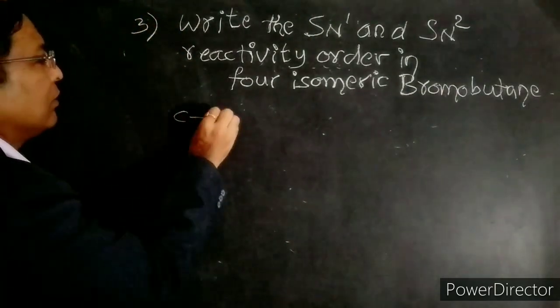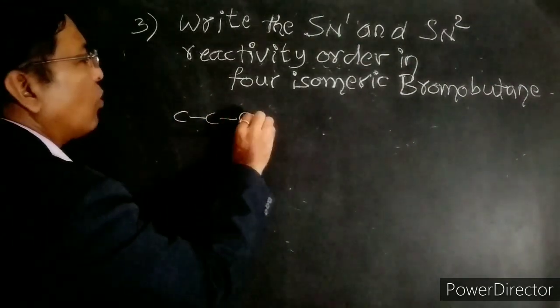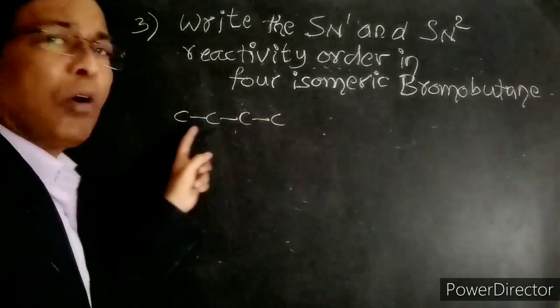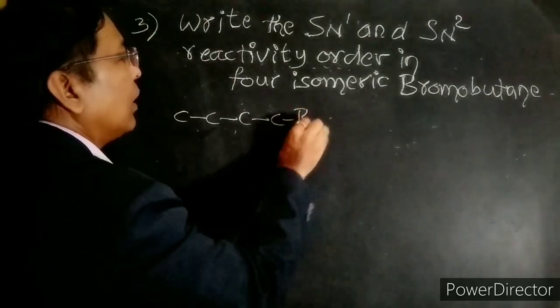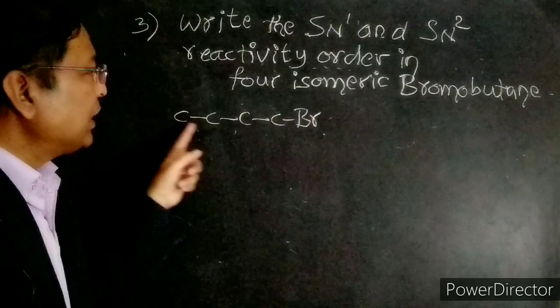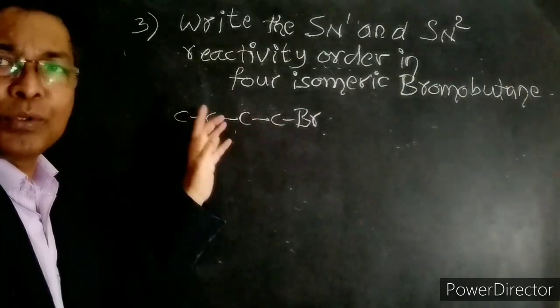We can write the isomers of bromobutane. First we have to write all 4 carbon atoms in a straight chain, then we have to attach bromine. I do not write hydrogen atoms here in order to save time.